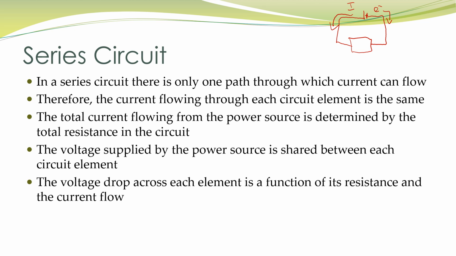So the current flows through every element in the circuit. I've shown one resistor there. Perhaps if there was another one in here as well, the current would go through the first one, then the second one in sequence, in the series. The voltage supplied by the power source is used up by all the components in the circuit. So the voltage from our battery has got to be used between those two resistors in that circuit. The voltage drop across each element or each resistor or each component of the circuit is a function of its resistance and the current flow in the circuit.